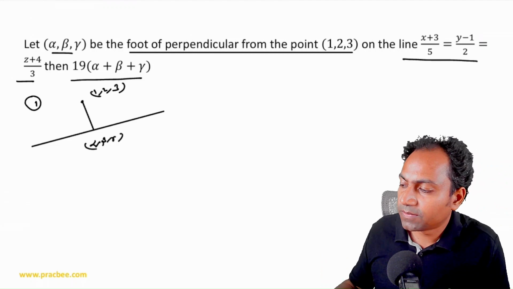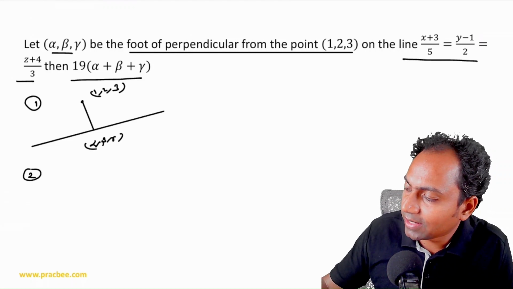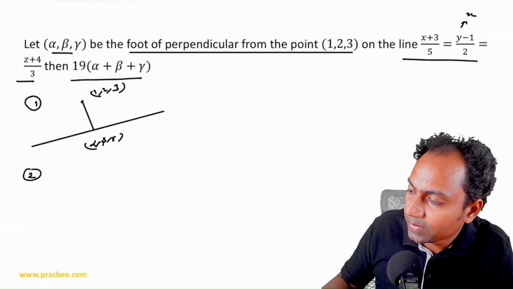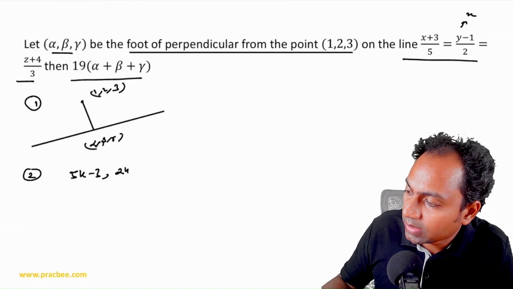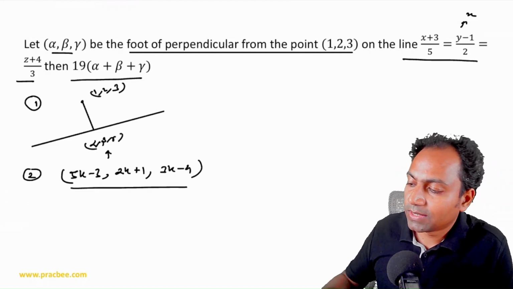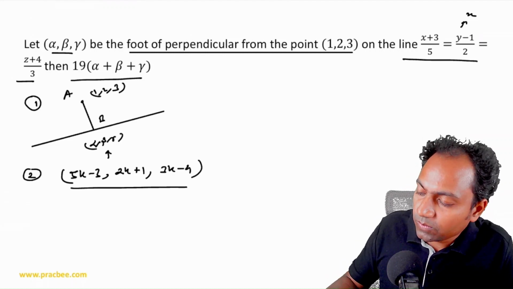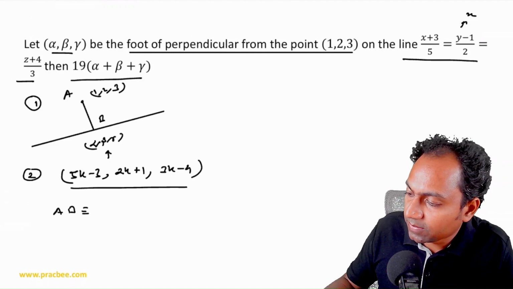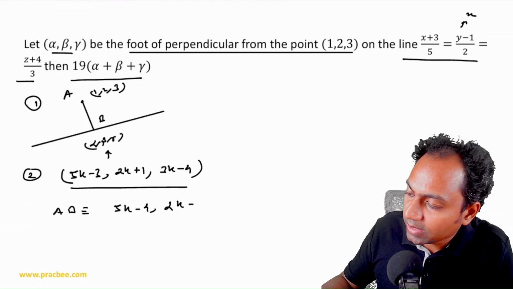So the method is very simple. What we are going to do is take a general point. If I equate this line to k, that general point will become nothing but 5k minus 3, 2k plus 1, and 3k minus 4. So let us take a general point on this line. That general point is this only. And now, if I find the direction ratios of this, let us say this is A, this is B, the direction ratios of AB would be nothing but 5k minus 4, 2k minus 1, and 3k minus 7.